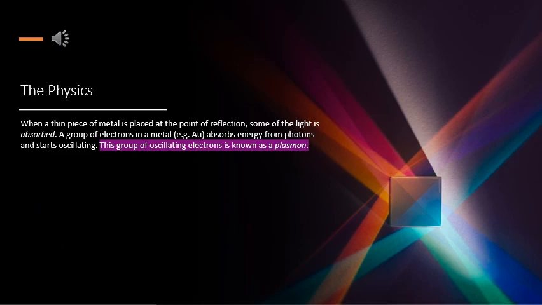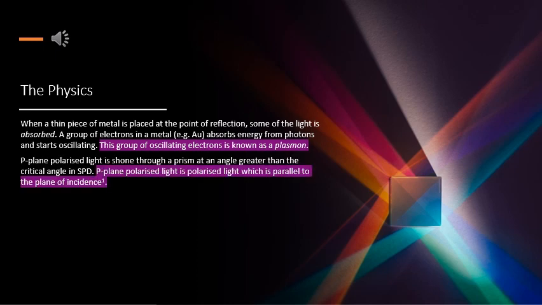When a thin piece of metal, usually gold, is placed on top of the point of internal reflection, some of the light will be absorbed rather than reflected. This absorption of light is due to plasmons. Plasmons are groups of electrons on the surface of the metal that absorb light energy from photons and begin oscillating. As energy has been transferred from the photons to the plasmons, the light intensity will decrease. We use P, or parallel plane polarized light, for this technique, as S-polarized light will not excite plasmons.